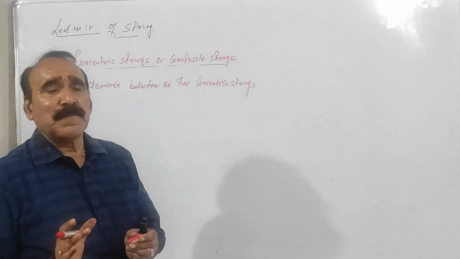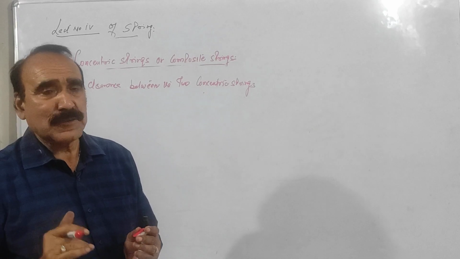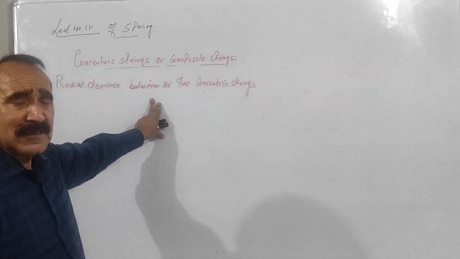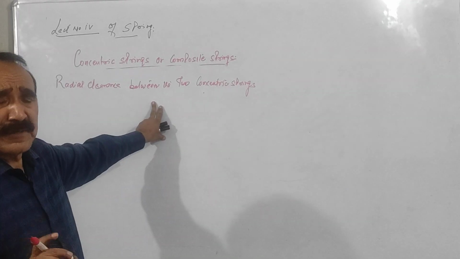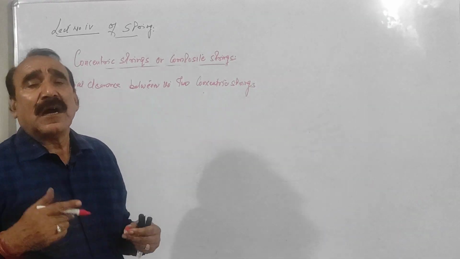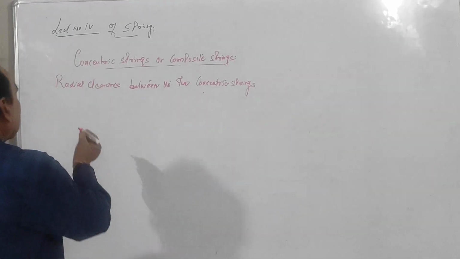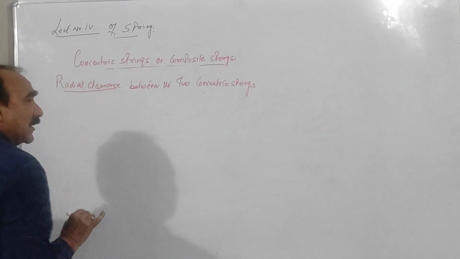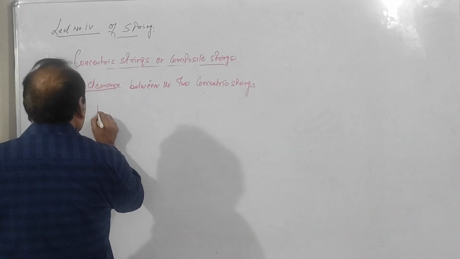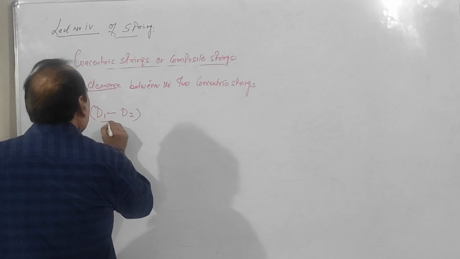There are two springs. One is called the outer spring and the second one is called the inner spring, right? So the outer spring has its own mean diameter, which is denoted by d1. And the inner spring also has its own mean diameter, equal to d2. तो radial clearance निकालना, तो radial means that is not the diameter clearance, means radial clearance. तो इसके लिए क्या करेंगे हम? d1 minus d2 divided by 2.